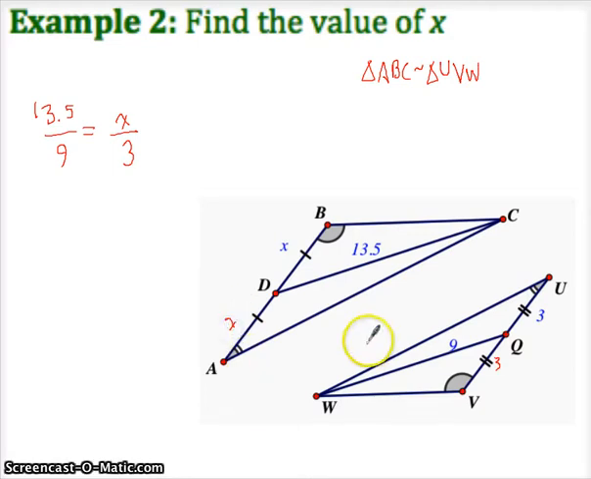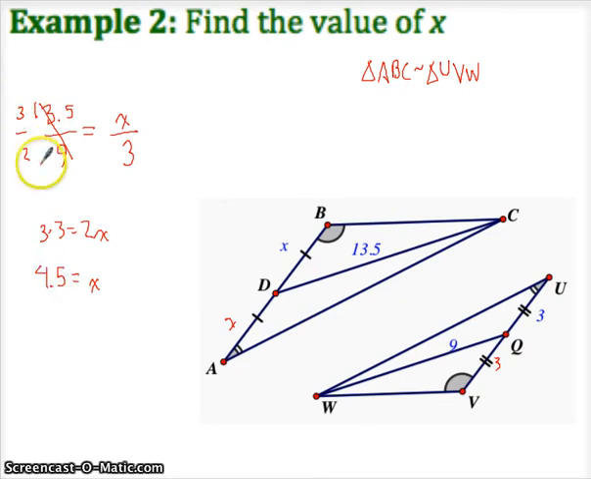All right, so I got 13.5 over 9 equals x over 3. Let's multiply that out. Actually, I can divide both of these by 4.5. That's 3 over 2. So 3 times 3 equals 2x. x is 4.5.